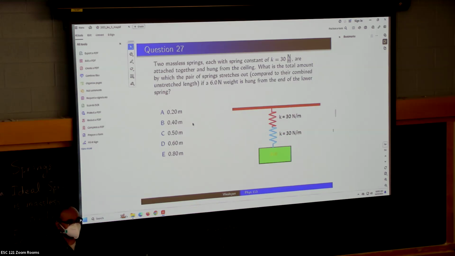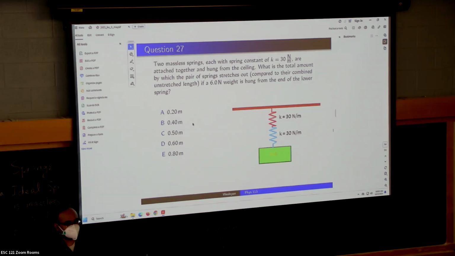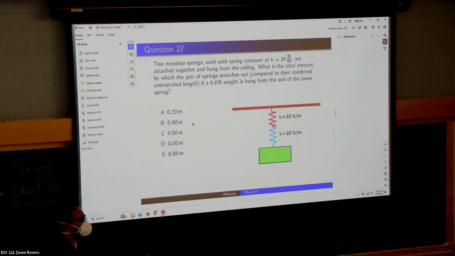Anyone need more time? Bit more time. Okay, get ready and vote. Okay, all right, so people have narrowed it down to either A or B. That's good. Go ahead and discuss.